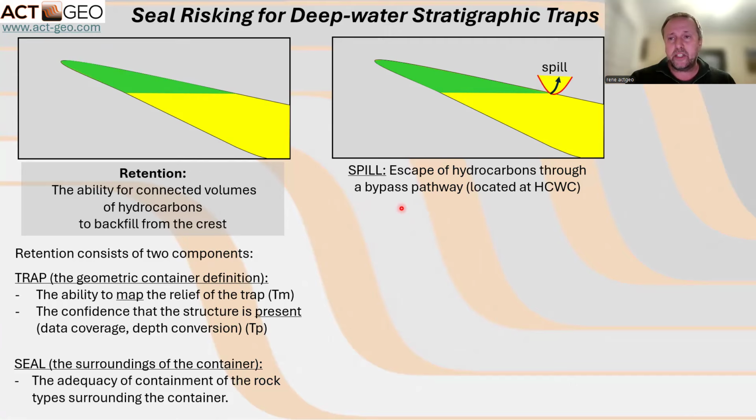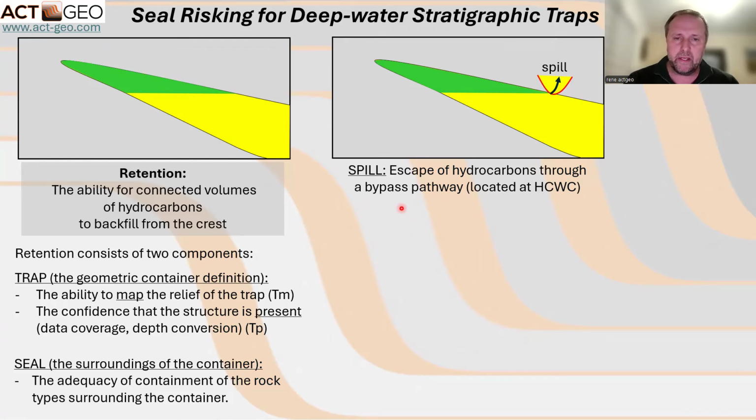So that is the spill point in the case of failure. What fails is if I have a spill point that's located at a depth shallower than my risking minimum column height. So it's very important, again, when we think about seal risking, that we define the risking minimum and that we use that risking minimum to define a minimum in our column height distribution.